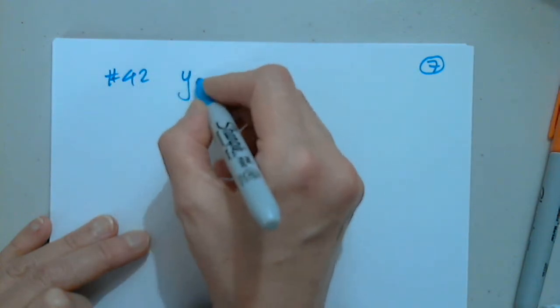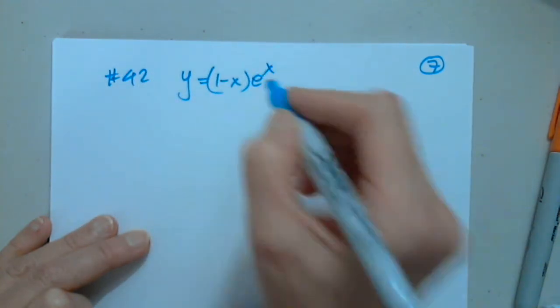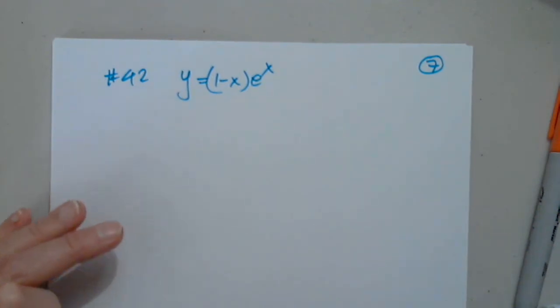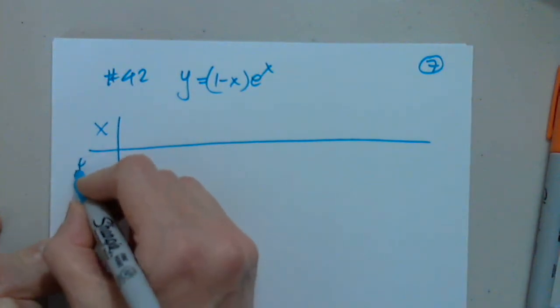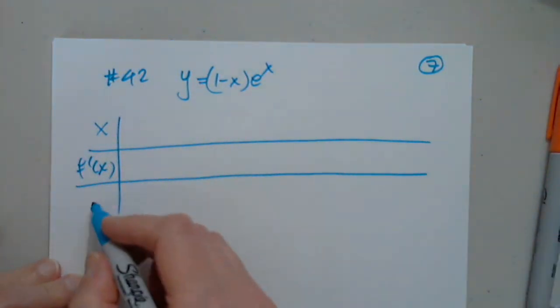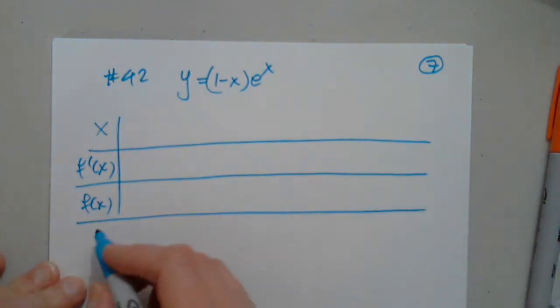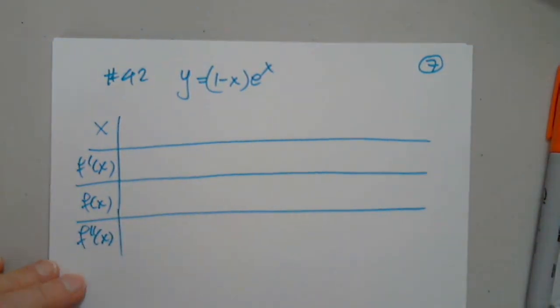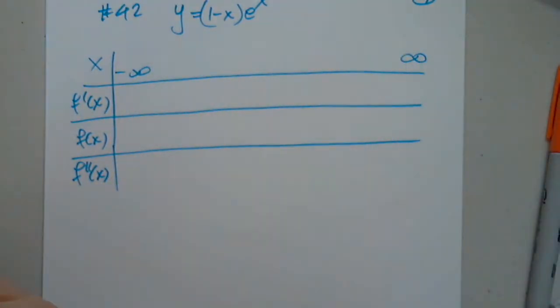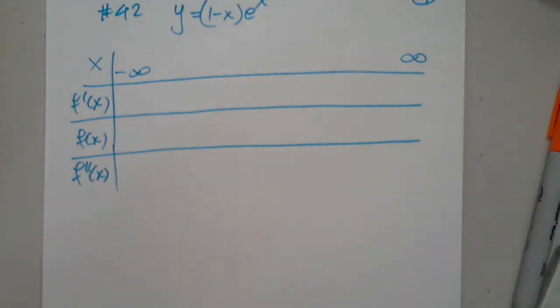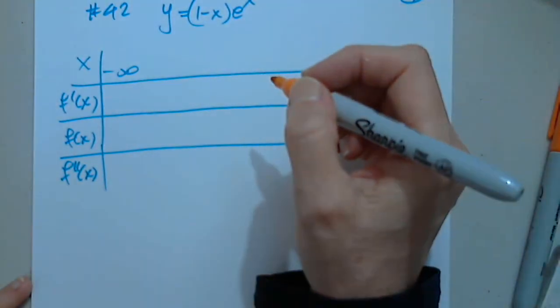42. So y equals 1 minus x, e to the x. Great job. Good, so I get my table started with f prime, the function, and the second derivative. So, can anyone give us a domain of this function? Are there any situations here? Anything to worry about? The domain is from negative infinity to positive infinity.